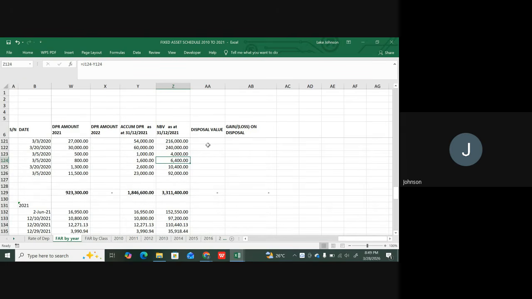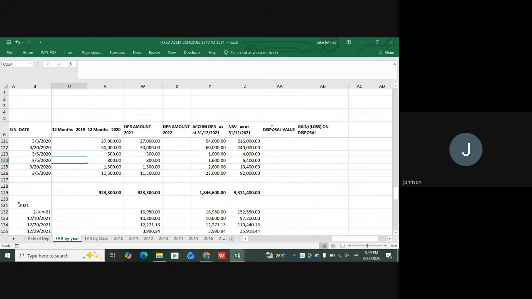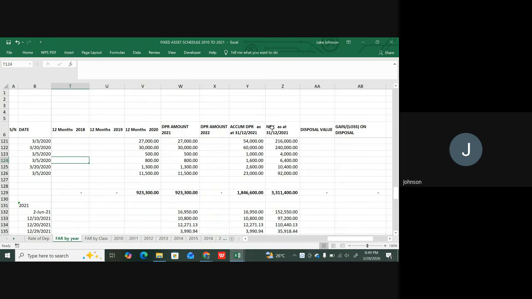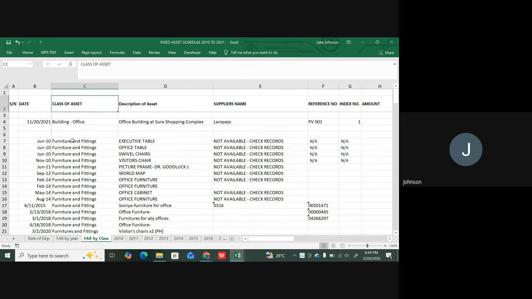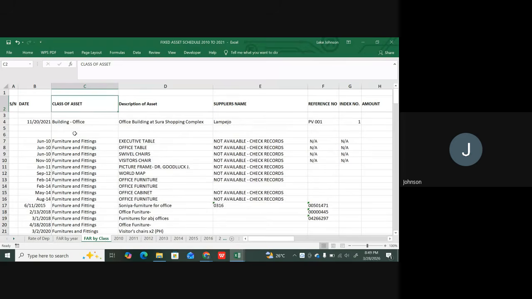Then we can also go and check the position by class. So let's come over here and quickly check what we have. So we still have those assets. Now here, you discover that all the assets are now showing by class.